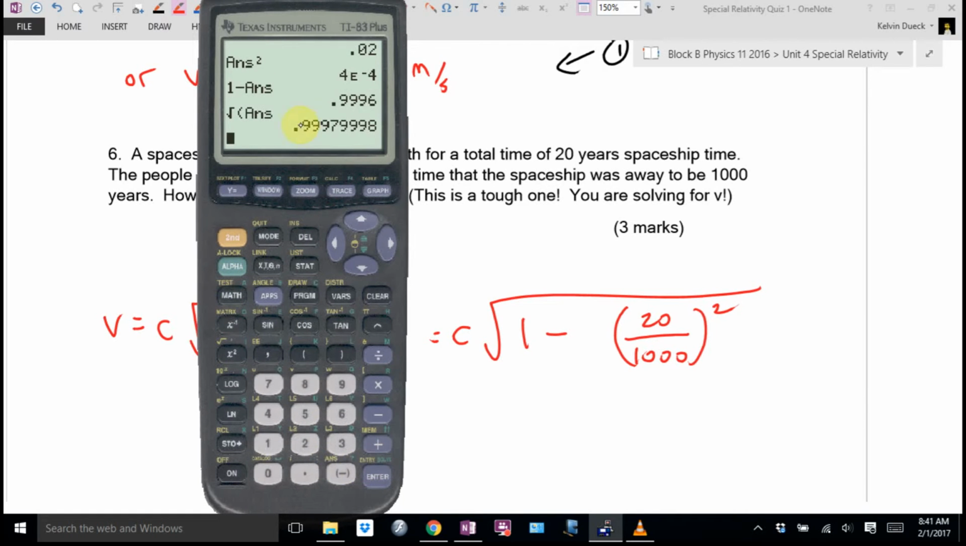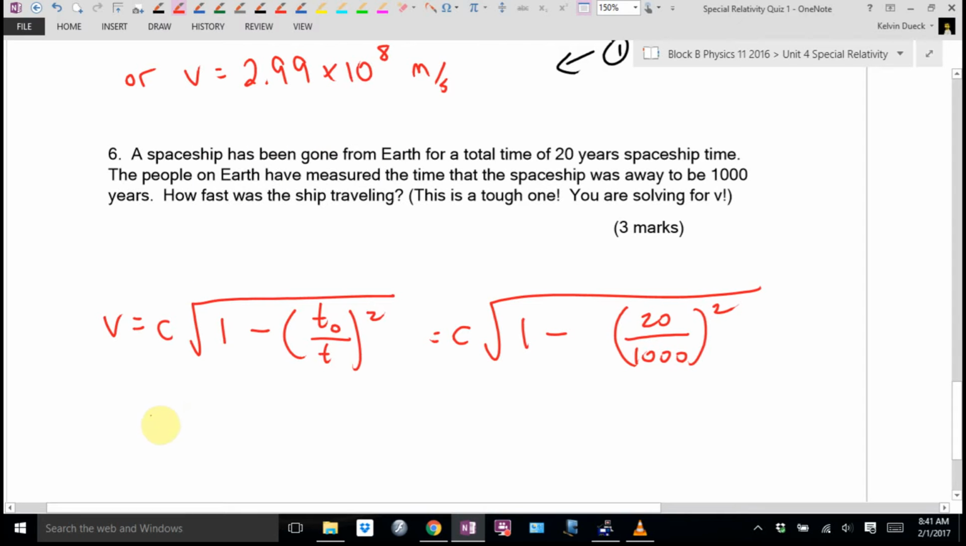I get 0.999. You know what? I think it's going to be 3 9s, and I think I'll round off there to an 8. The reason I don't round off here, by the way, is if I round off here, it's going to be 100%, and we're not going 100% at the speed of light. So I kind of keep going until I have the first non-9 digit, and that seems to be where I'm going to stop.